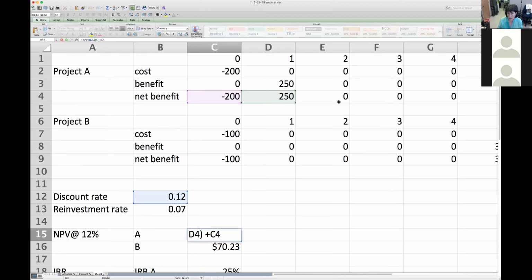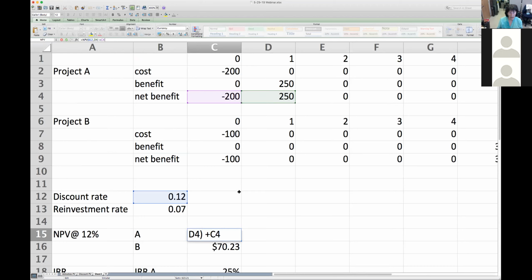Just year 1, 2, 3, 4. Year 0 is not discounted. So that's why I'm only discounting this first year, and then I'm adding in year 0, which is not discounted. So you have to manually add this in. Even though the formula says it's NPV, what it actually is is PV. It's the present value of all these streams.